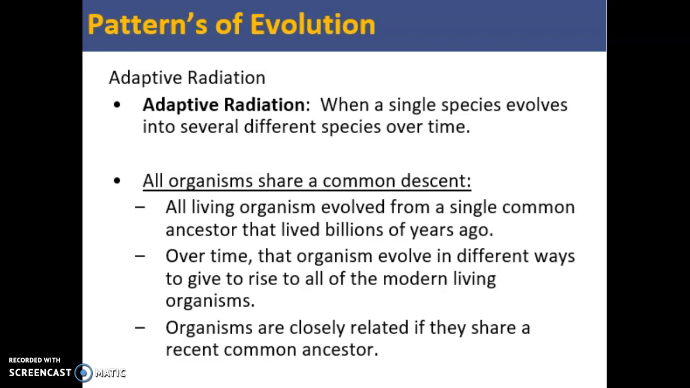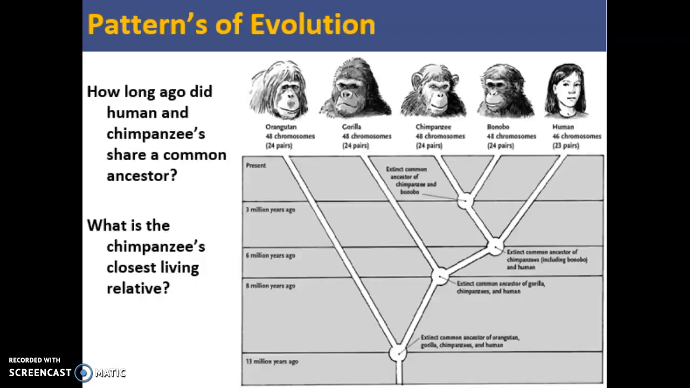bacteria. Now, in evolution, we say that two organisms are closely related to each other if they share a recent common ancestor, and I'll explain that a little bit more. So in this diagram, we have humans and several other organisms here that are all closely related through evolution. So the first question says, how long ago did the humans and the chimpanzees share a common ancestor?